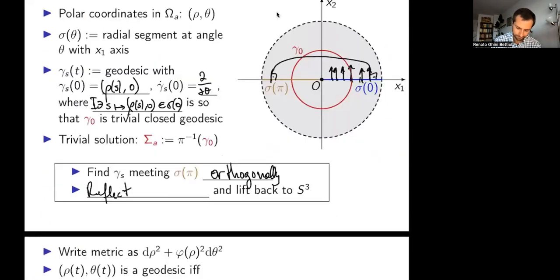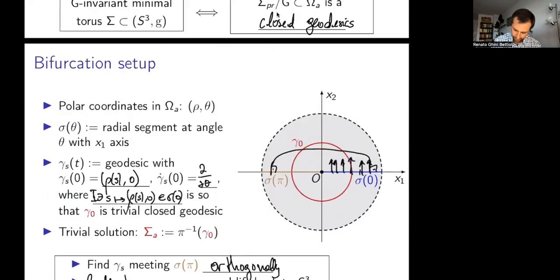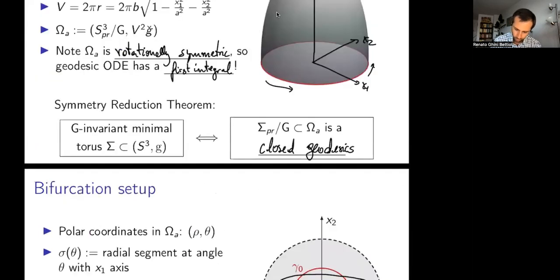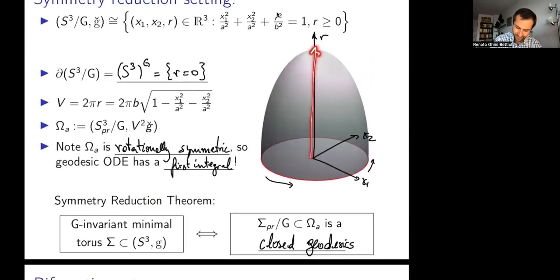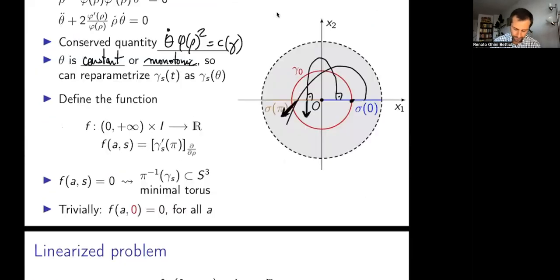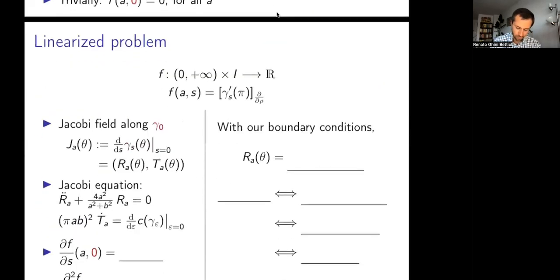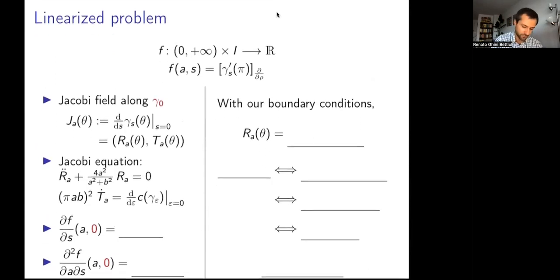Remember, A, well, I'm squishing this thing down, right? The parameter has to do with this height, and I'm squishing the whole thing down. But anyways, so we can look at the linearized problem as we did before.